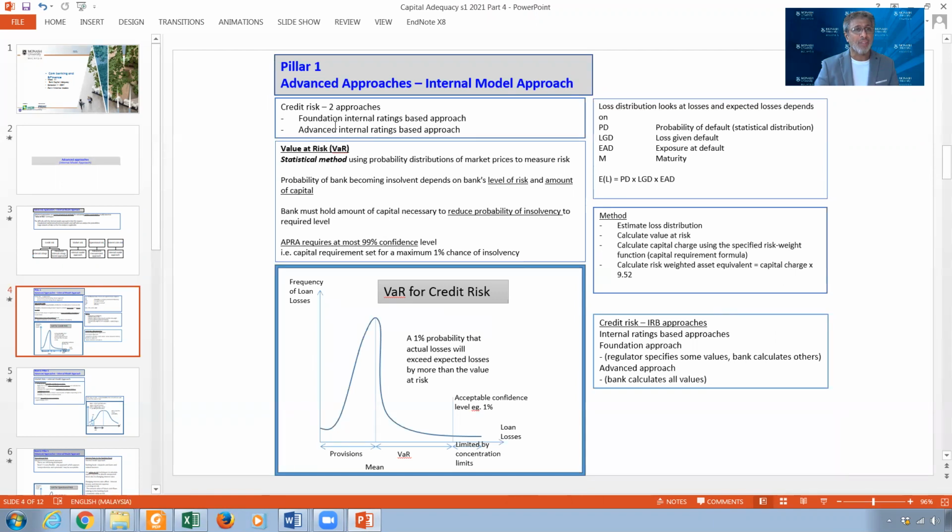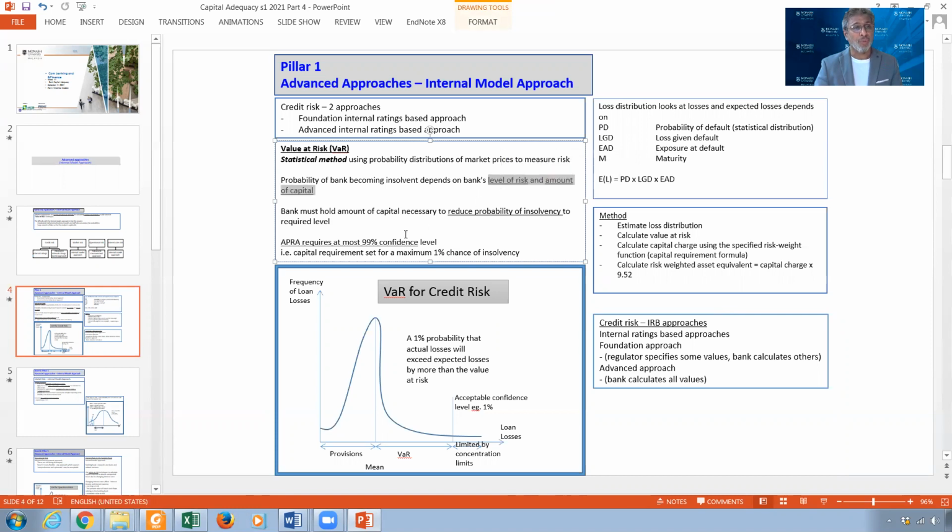So the credit risk has two approaches here: a foundation internal rating based approach, where you have an internal rating instead of the rating by the rating agencies, and an advanced internal rating based approach. The value at risk uses the probability distribution of market prices to measure the risk. The probability of a bank becoming insolvent depends on the bank's level of risk and the amount of capital.